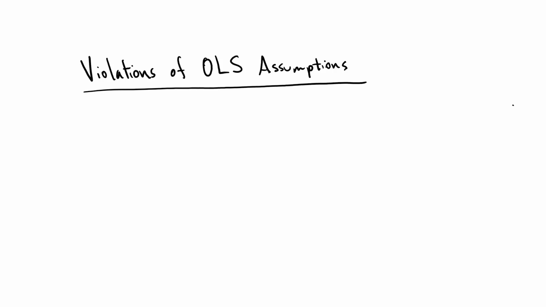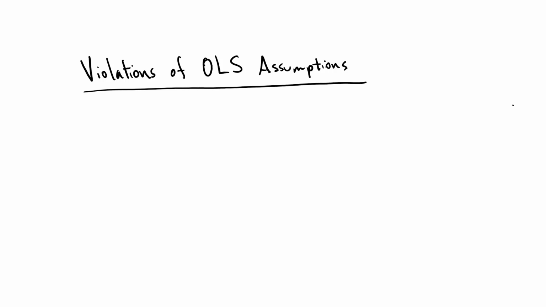Hi everybody, welcome back. In this video we're going to pick up where we left off on our last video about ordinary least squares. Last time we talked about the ordinary least squares assumptions. I talked a little bit about some of the violations of those assumptions, but we're going to go into a little bit more detail here.